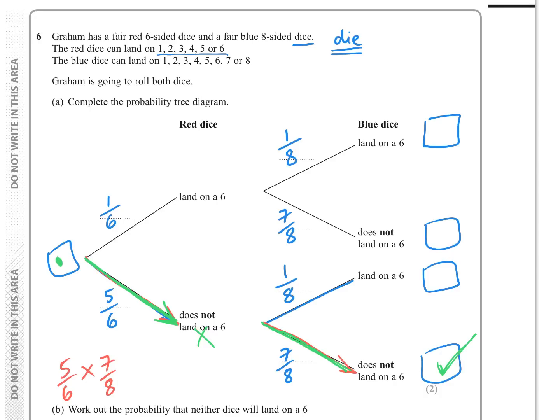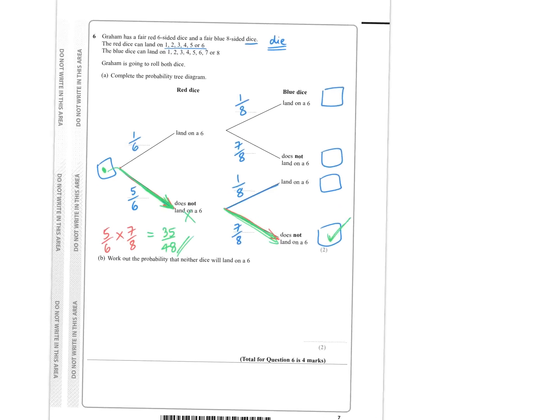Okay, so just imagine these are like roads that the cars are driving down. Okay, so 5/6 times 7/8, well, that's simply going to be 35/48, and that will be 2 marks for that. So 2 marks and 2 marks, that's 4 marks for the whole question. So let's have a little look here at the whole thing.